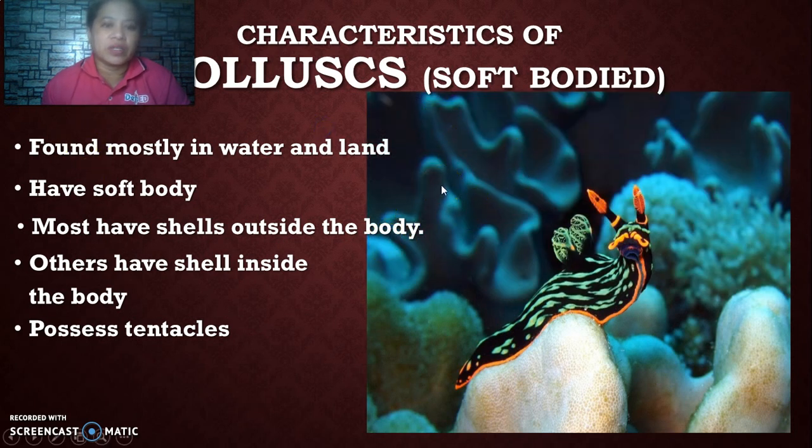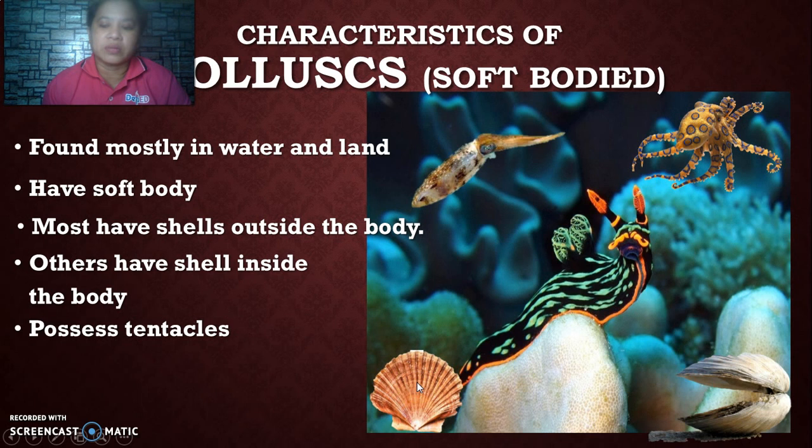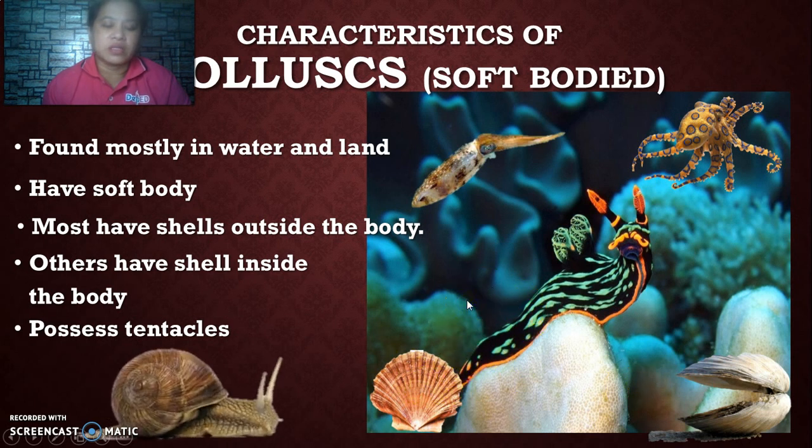Examples of mollusks are the slug, the squid, and the octopus. Squid and octopus have a shell inside the body. This one, the clams, the snail. Soft inside, hard outside.